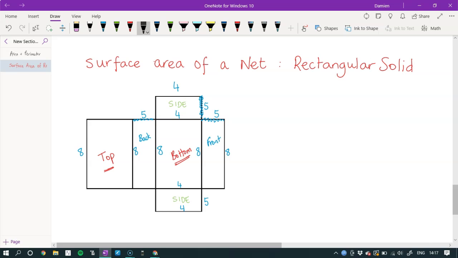So let's start with the top and the bottom, I suppose. Top and the bottom. So your bottom is 8 multiplied by 4. So that means your top is 8 multiplied by 4. Okay, so your bottom is 8 multiplied by 4, one side by the other. So that gives us 32 plus 32. And that gives us 64 centimeters squared.